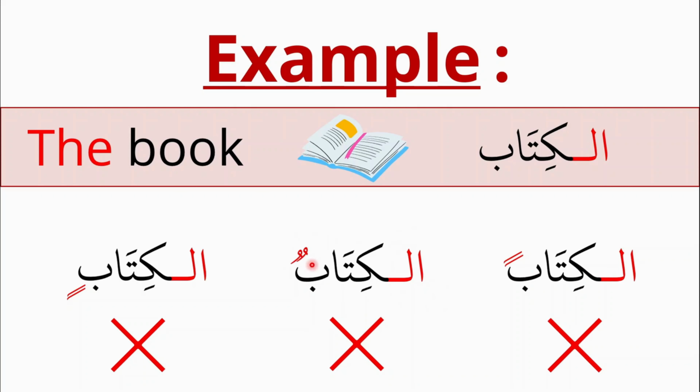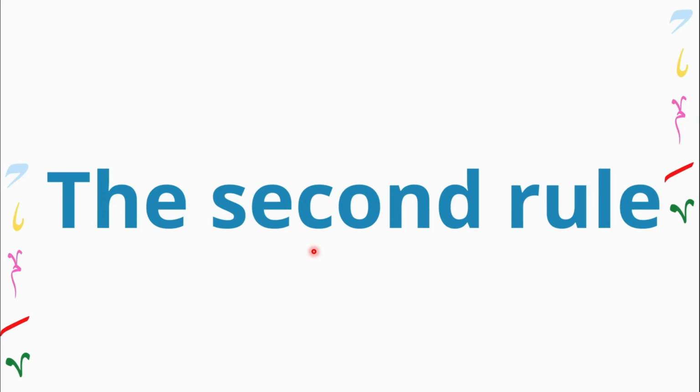When you see al, the nunation or the tanween will be disappearing. And the same thing goes for tanween al-jar. Since I have al at the beginning of the word, it's not possible to add any kind of nunation at the end of the word. So, I have the, you will delete التنوين from the end of the word. The second rule.